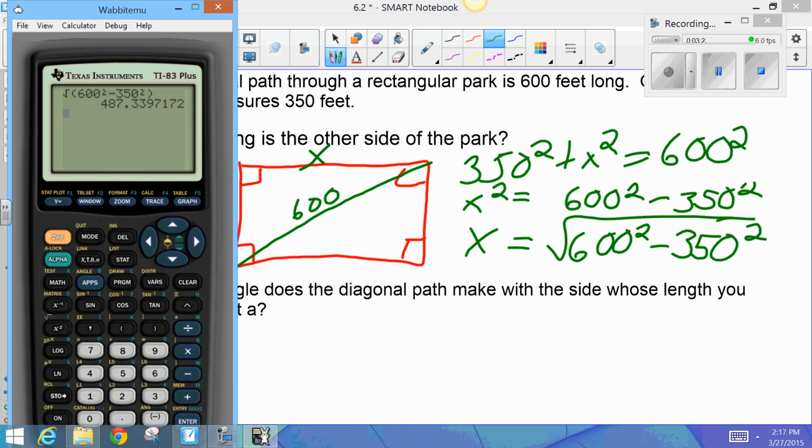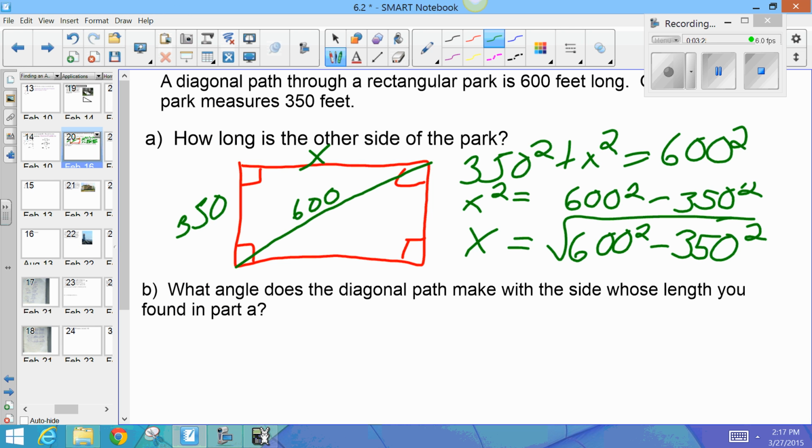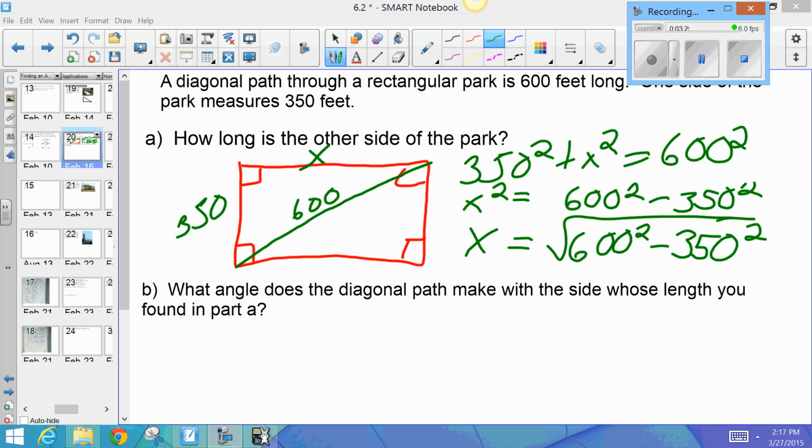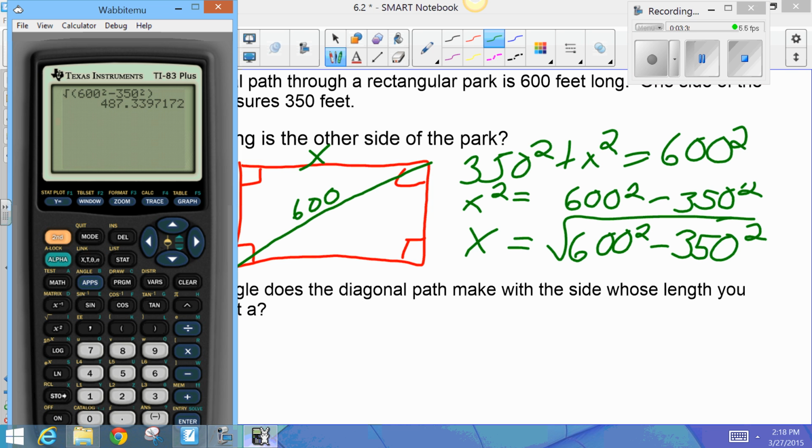Let's see what it's telling me. How long is the other side of the park? All right. I'm just going to keep the same amount of significant digits. I mean, they gave us to the ones place, so I'm going to give back to the ones place. So I've got 487 feet.